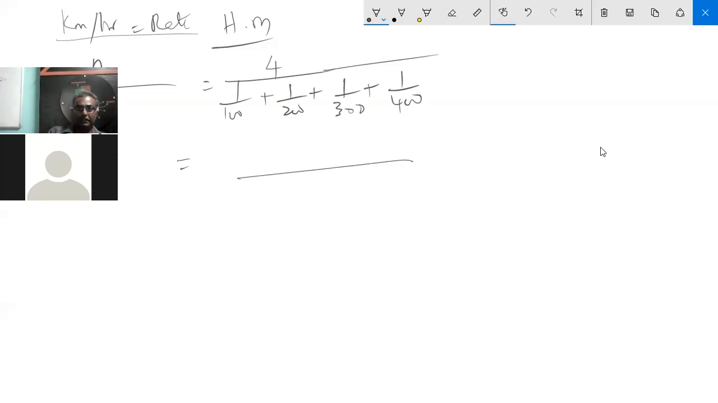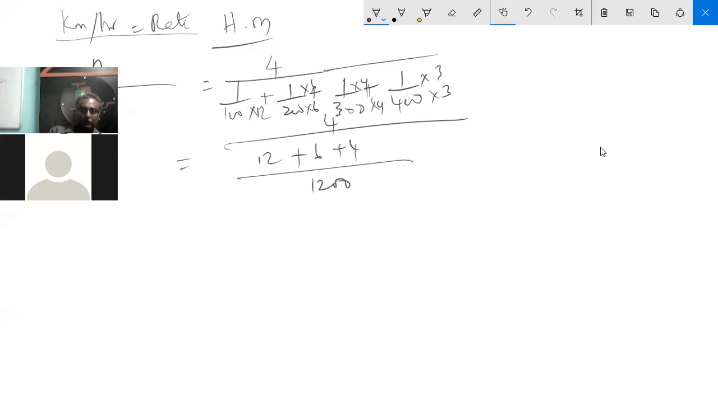What is the LCM for all this? 1200. This is into 12, so you get 12. So 4 divided by 12 plus, this is into 6, so 6. This is into 4, so on top also 4, plus 4. This is into 3, so on top also 3, plus 3. 12 plus 6? 18, uncle. 18 plus 4? 22. 22 plus 3? 25.